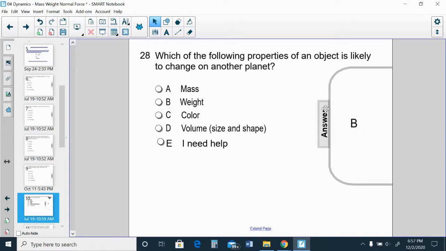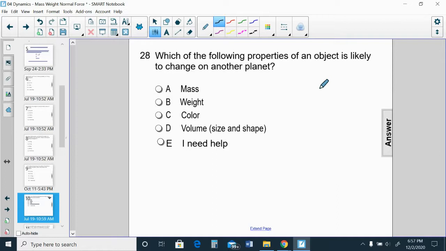The correct answer here is B. That is the only property that would change based on the type of planet, since weight is equal to mass times gravity, and gravity will be different on each planet. So that would affect what the weight will be, even though the mass remains the same.